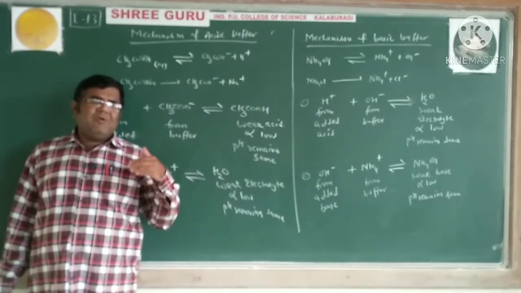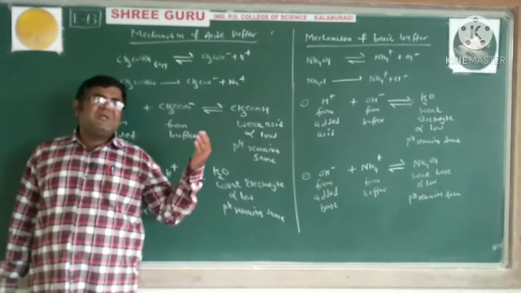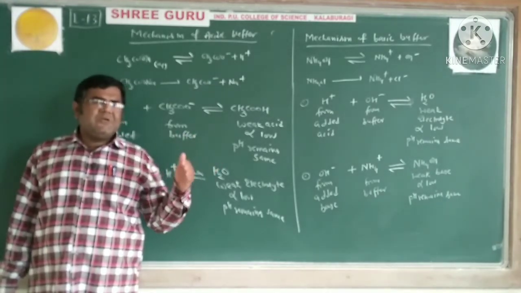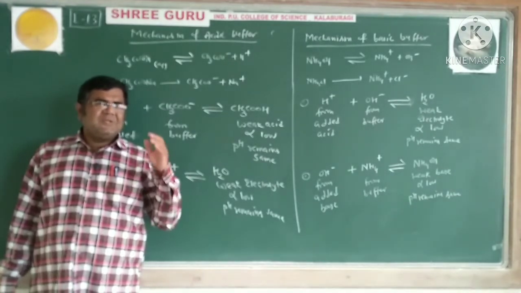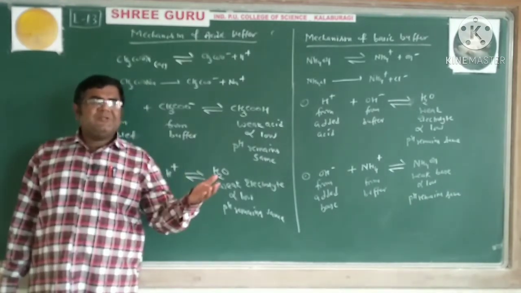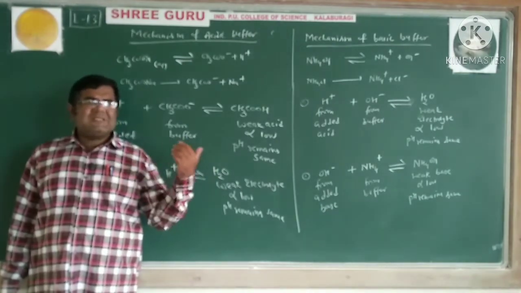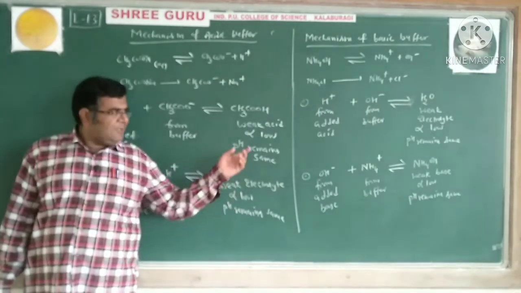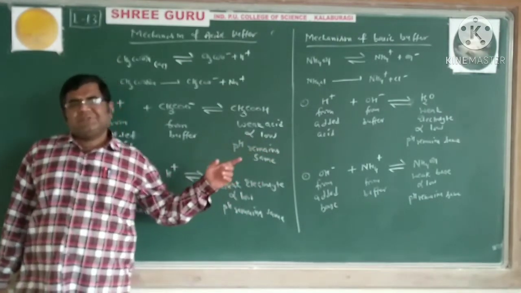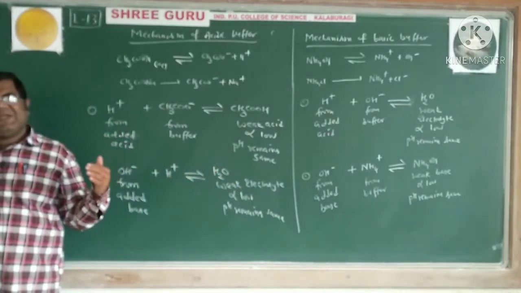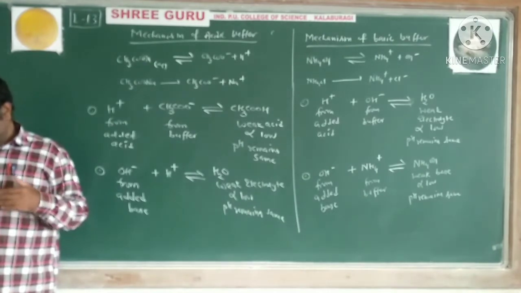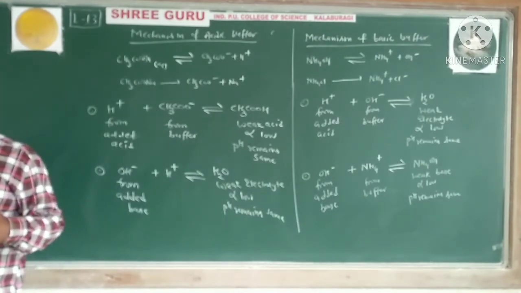Otherwise, if we add acid, the H plus ion concentration will be greater, pH will be reduced and the solution becomes more acidic. But this doesn't happen because H plus ion is being consumed. If we add base, OH minus ion is also being consumed, and they form a product which ionizes to a very small extent, and that's why the pH remains the same. This is how the buffer works.